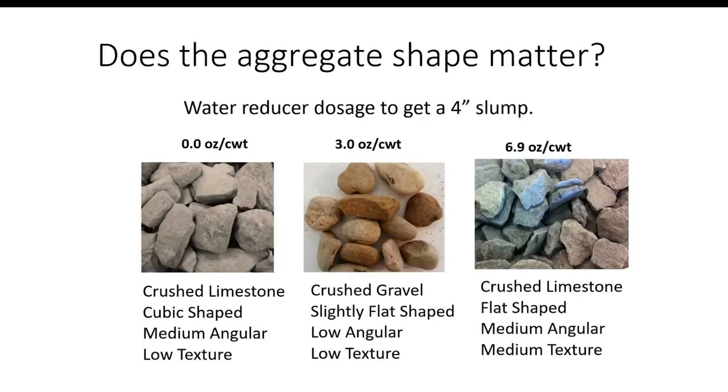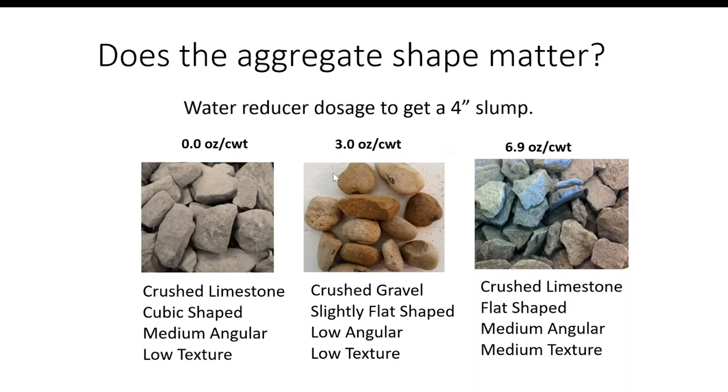So does aggregate shape matter? Dan asked me to talk about this. All these three mixtures, this aggregate, this aggregate, and this aggregate, are the same. We sieved them to have the exact same gradation, the exact same cement, the exact same water. Everything was the same. It was within the Tarantula Curve. It was great. But this mixture, this crushed cubic shaped limestone, required zero water reducer to get a 4-inch slump. This one, this river rock, was more flat and elongated. Three ounces per hundredweight is what it required to get a 4-inch slump.